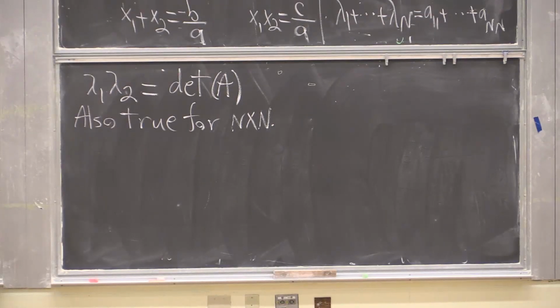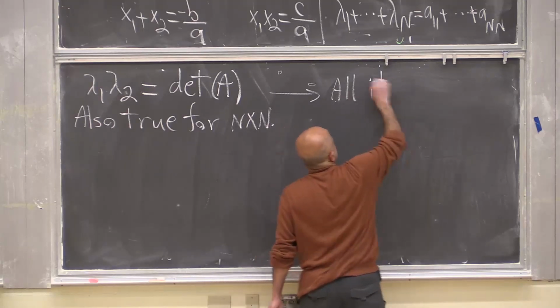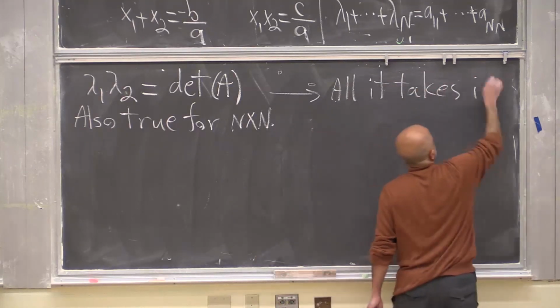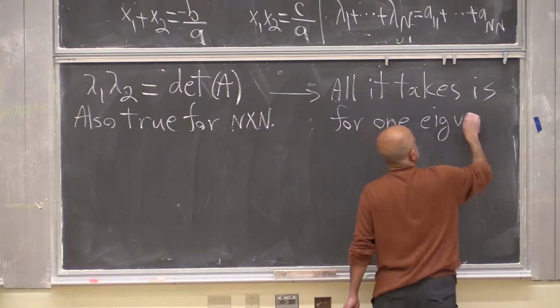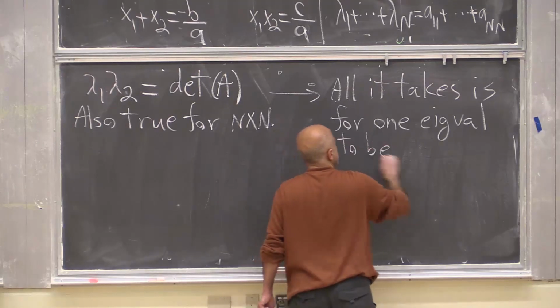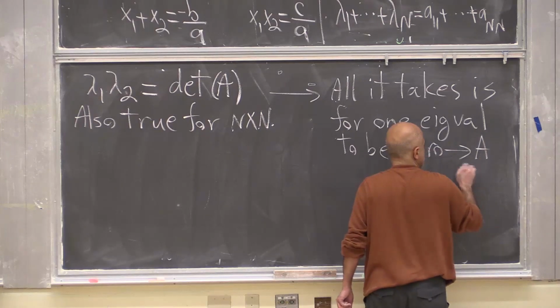So a matrix is singular if and only if at least one of its what? If the determinant of A is zero. If at least one of the eigenvalues is 0, the matrix is singular. So all it takes is for one eigenvalue to be 0, and it would make A singular.